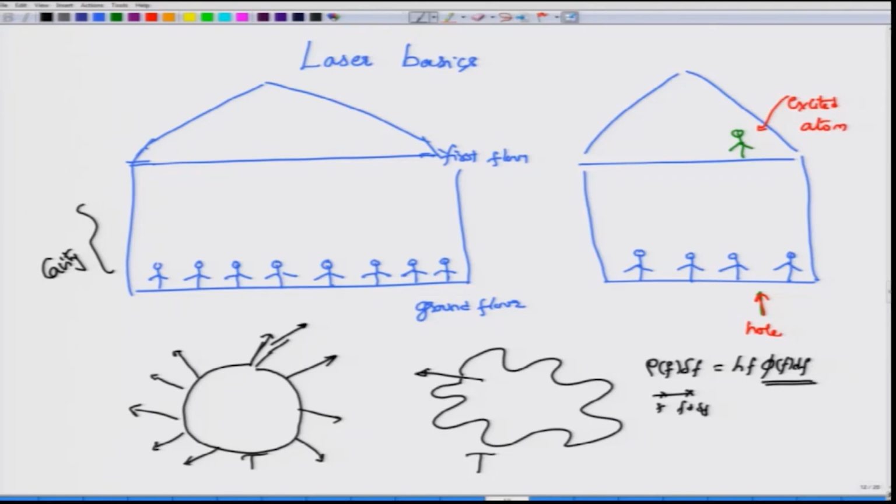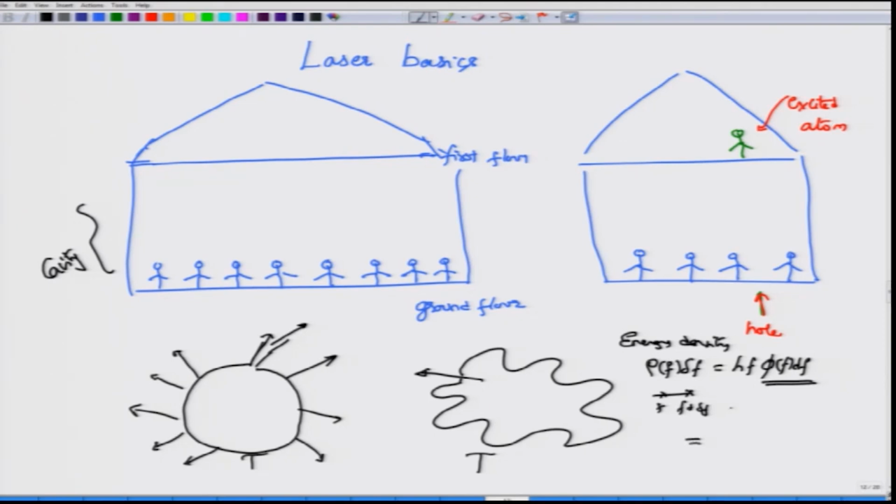So, phi f df is the photon density in the frequency range f to f plus delta f, and hf is the energy of the photons. The product of these two is the total energy density. Okay. This is the energy density that we are talking about, and this, as I told you, is completely characteristic of the black body temperature itself.